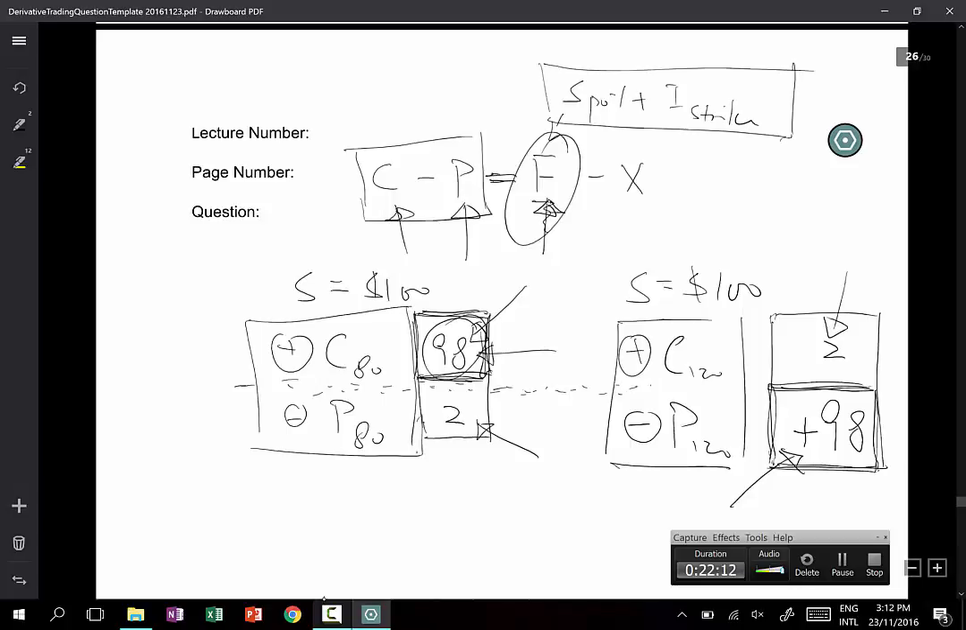So that is why we say that when you have a synthetic package of long call short put, which is equal to being long the F here, then when interest rate starts fluctuating, we know it has impact on the F, which means it has impact on the call and the put.